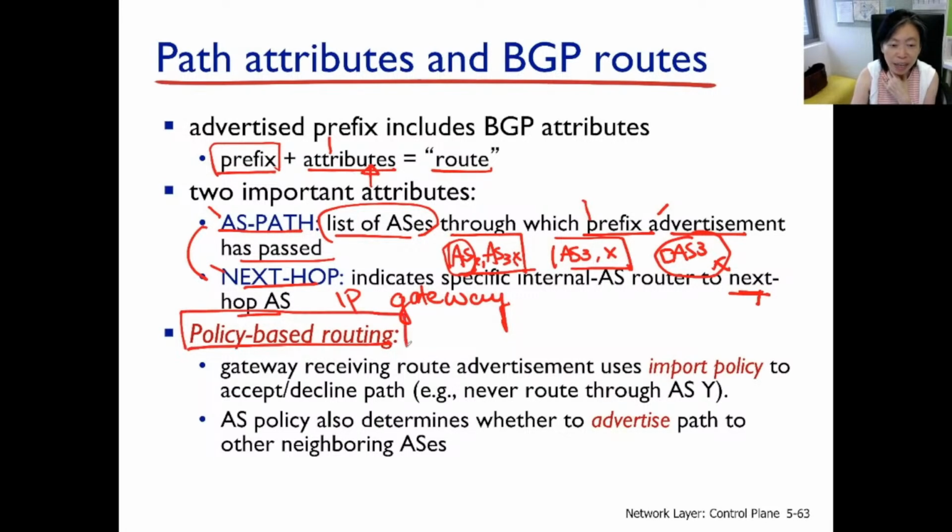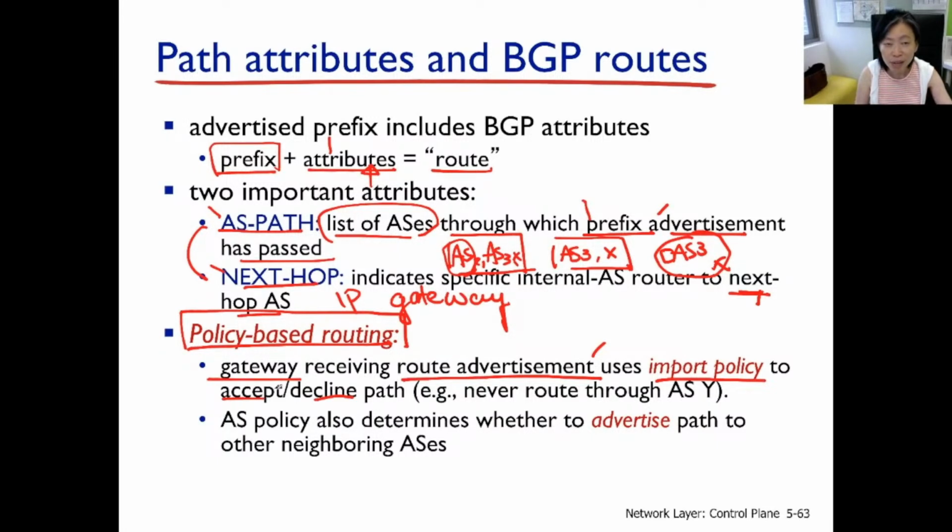Now, BGP routing has grown more and more policy based, meaning the gateway routers receiving these prefix advertisements, it's not like for every advertisement they will actually prepend their own AS and then pass it further to other neighboring ASs. There'll be some sort of import policy. So the gateway receiving the advertisements will have to decide. Some of the advertisements they will decline, and some others they accept. Only the ones they accept will be propagated further to all the routers within the AS.